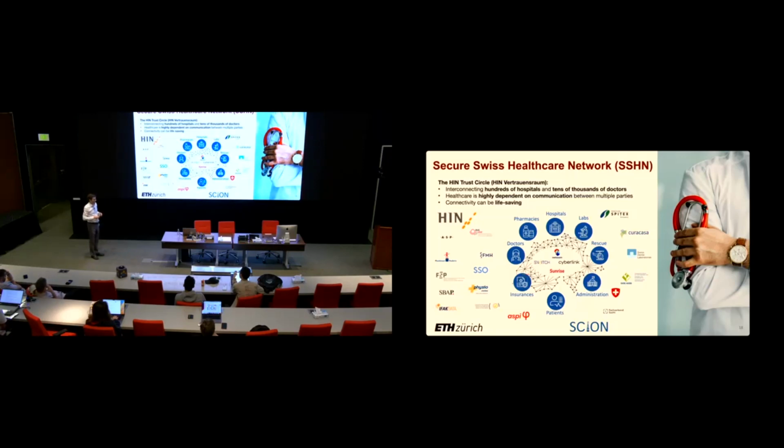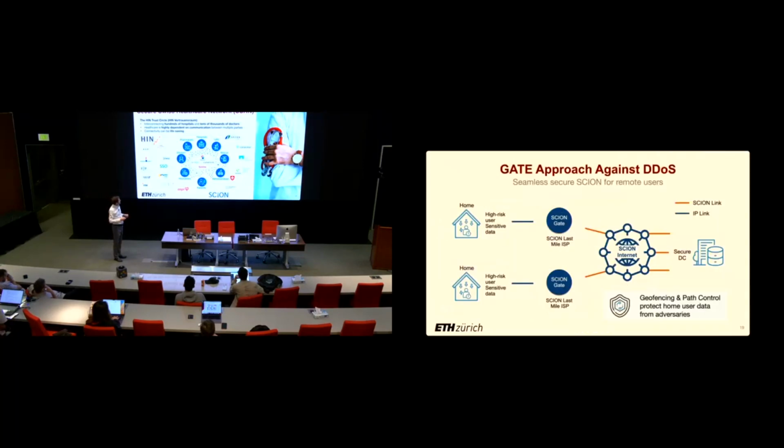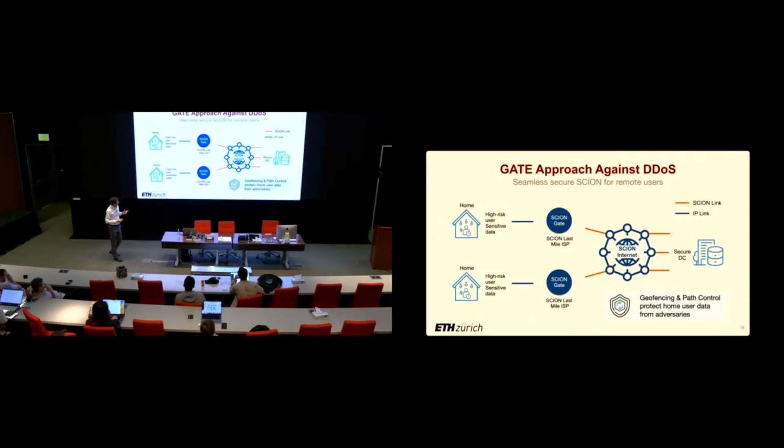And so they looked at the SCION technology, and because of the maturity of the whole ecosystem, within a year they were able to connect 50,000 doctors that are now communicating over the SCION network with the medical providers. So this is already now in operation. And what made this feasible was a technology called the gate.